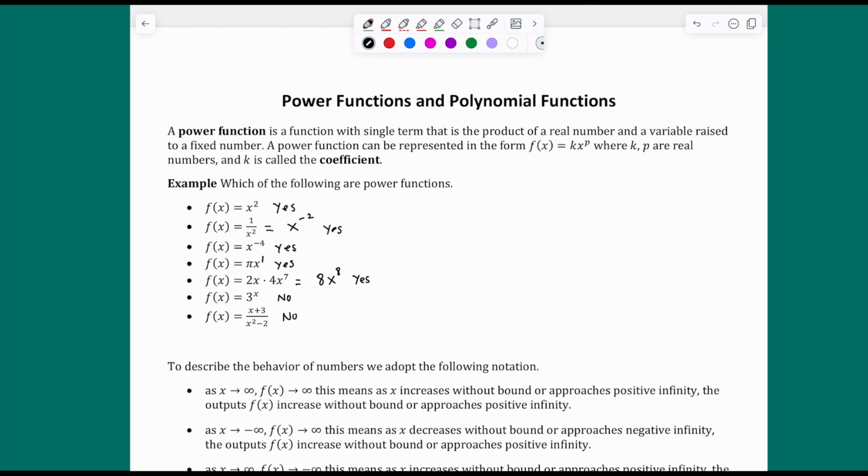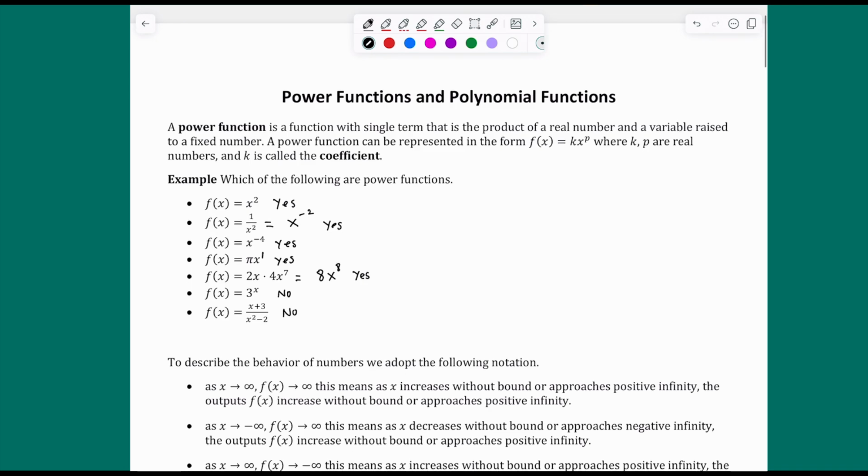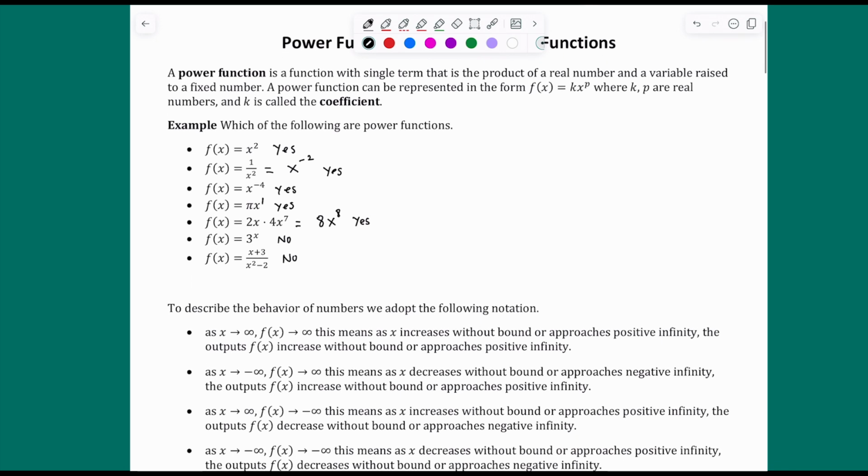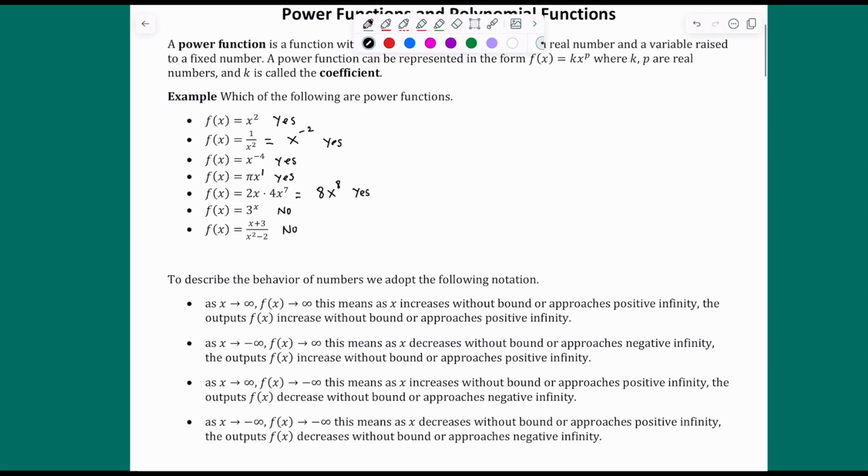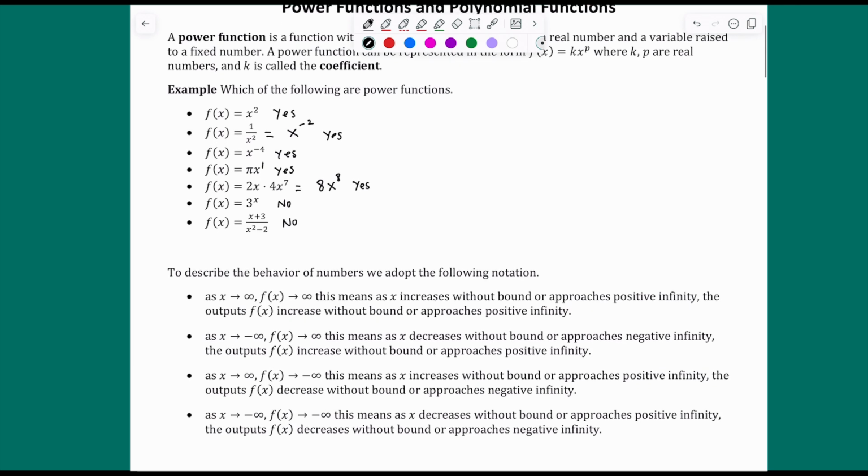Okay, so power functions are pretty straightforward. They're just a coefficient times a variable raised to some real number exponent. To discuss what we call end behavior, or as x gets large, what happens to the outputs, we develop some notation. So to describe the behavior of numbers, we adopt the following notation.